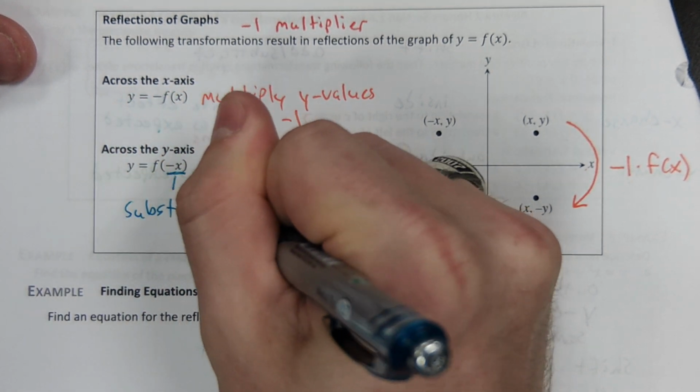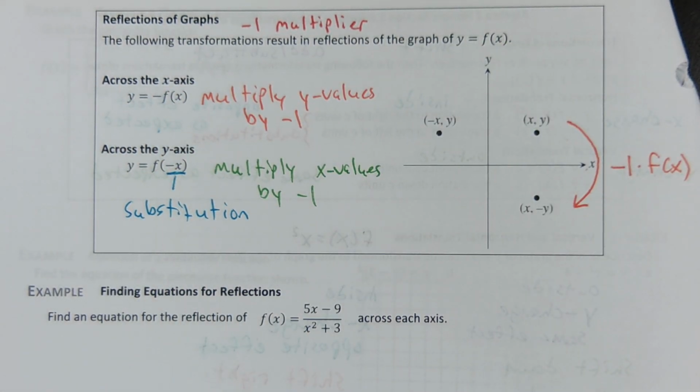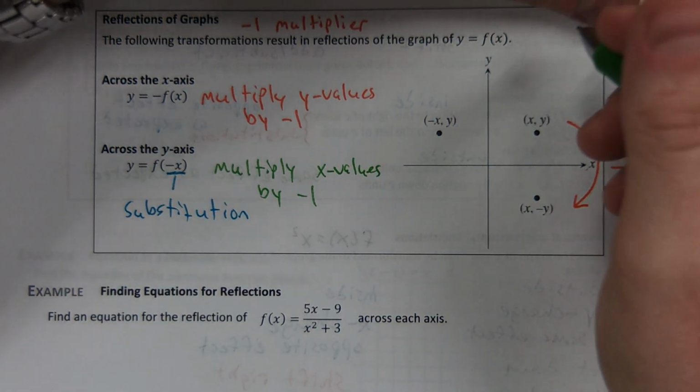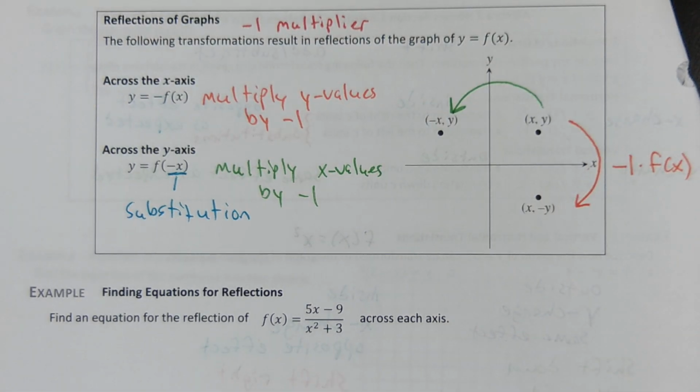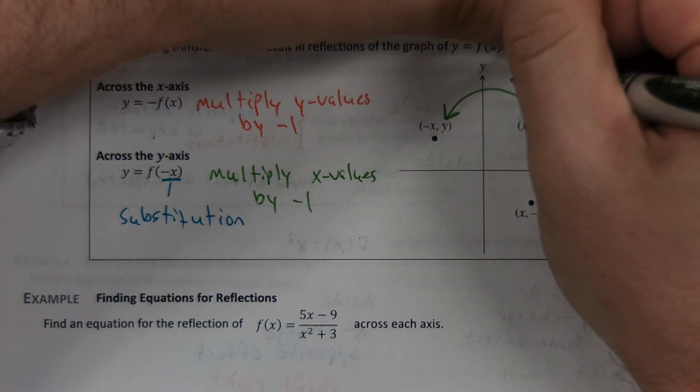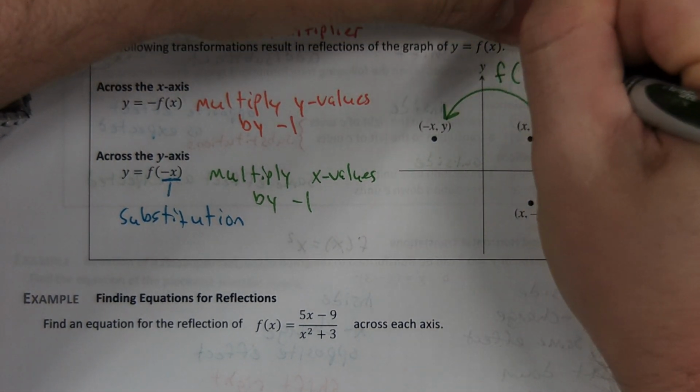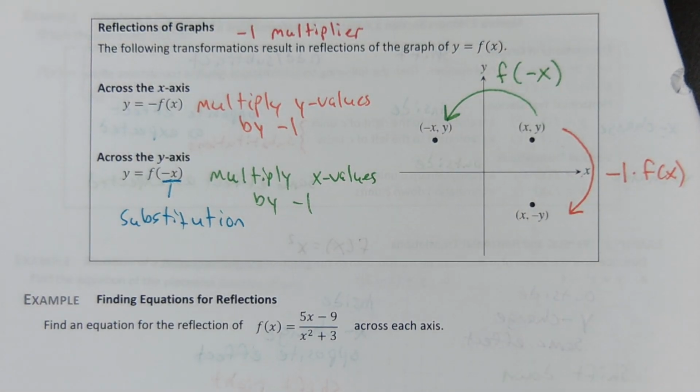Replace your x with -x. And you'll see that happen in the notes when we do it. So here, because I crossed over the y-axis, reflecting over the y-axis, I'm forced to move left and right. If it's a left-right motion, it's x that's changing, which forces me to be doing a replacement of x with -x. It multiplies your x values by -1.